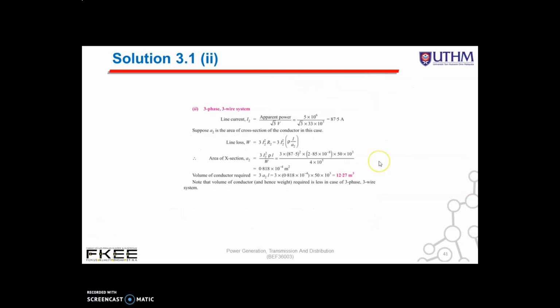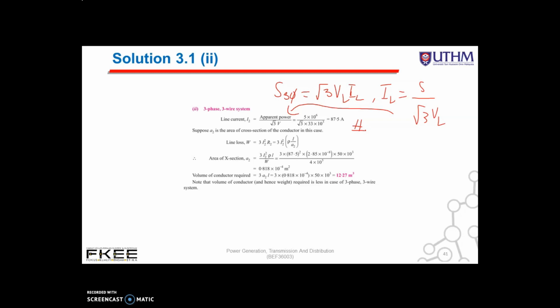Okay, next is the three-phase three-wire system. The line current I2 is equivalent to the apparent power S over √3 times the VL. You know the equation for three-phase apparent power is S equals √3 V line I line. So we can get I line equivalent to S over √3 V line. So this is the equation, and you get the line current is 87.5 amperes.